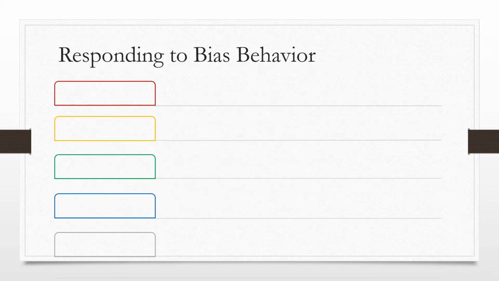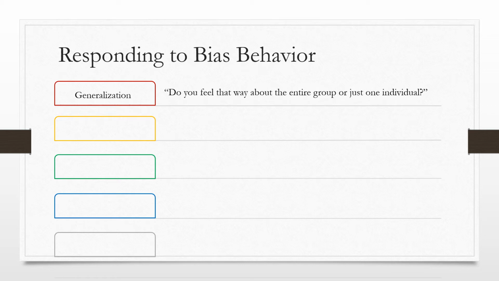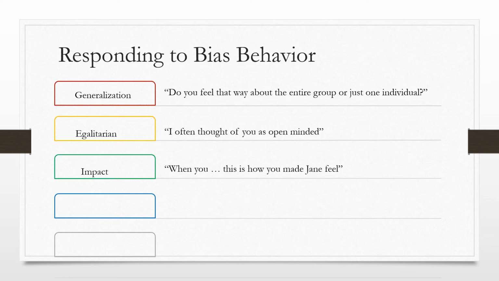There are several strategies for how to respond to a potentially biased situation that can help raise awareness and minimize defensiveness. Some of these include asking yourself, do you feel that way about the entire group or just one individual? You might ask this when generalizations are made about a particular group. Invoking the offender's egalitarian self-concept. You could simply say, I always thought of you as open-minded, and see where the conversation goes.